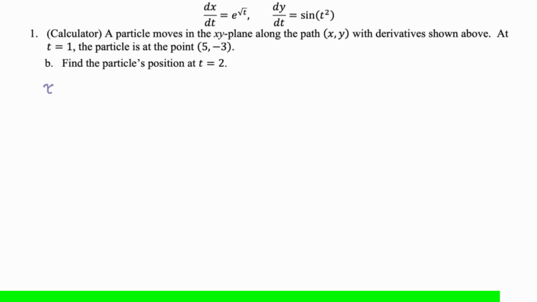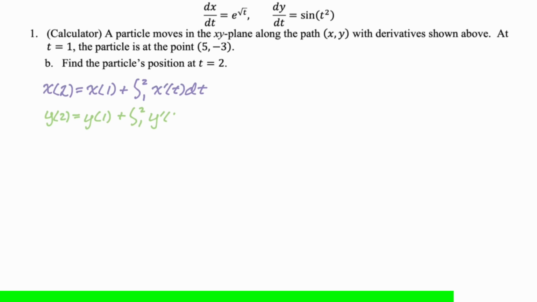So fundamental theorem, just your position at 2 is going to be where you are at 1 plus your displacement, which is the integral from 1 to 2 of x prime of t dt. And then for y, it's the same thing. Y of 2 is going to be where you are at 1 plus your displacement in the y direction, which is the integral from 1 to 2 of y prime of t dt. So now I'm going to use the calculator to find these values, then I'll come back and I will write my answer.